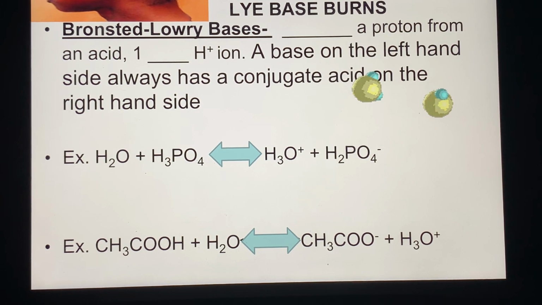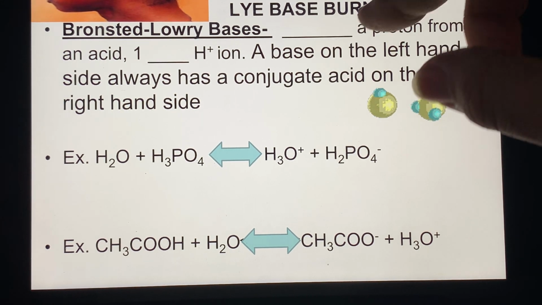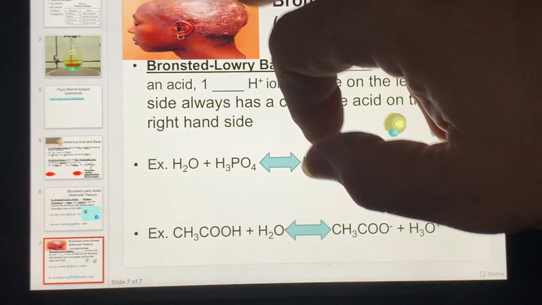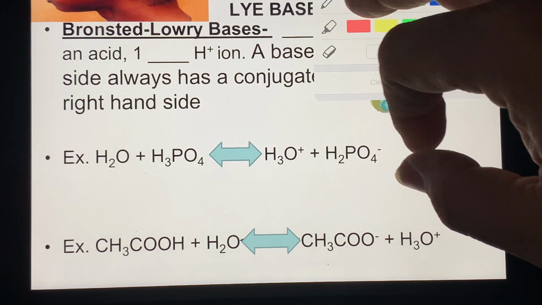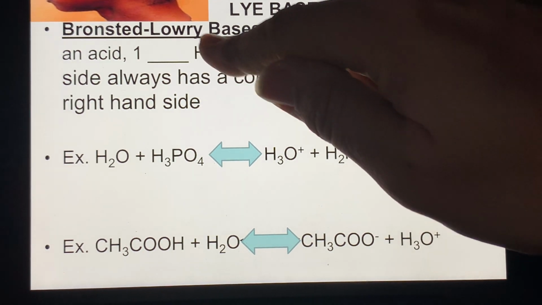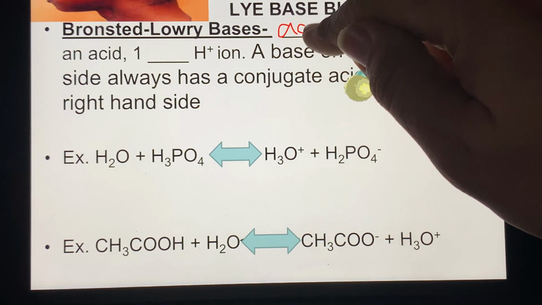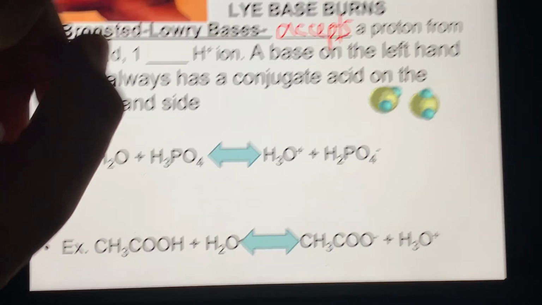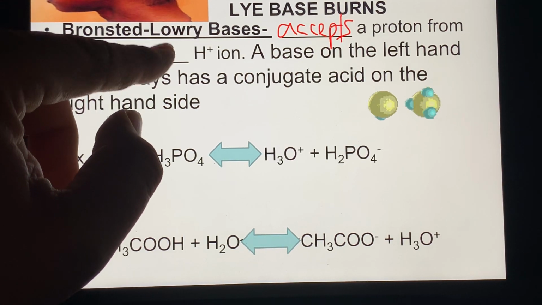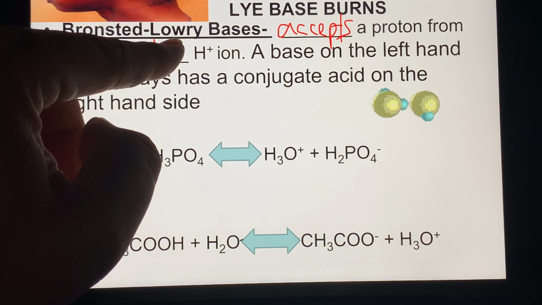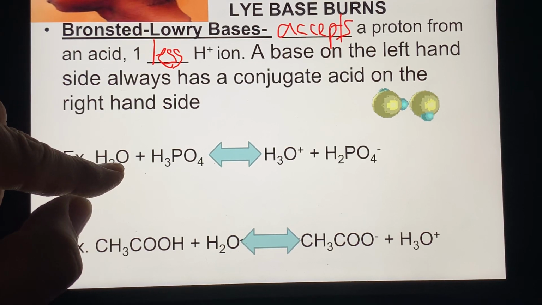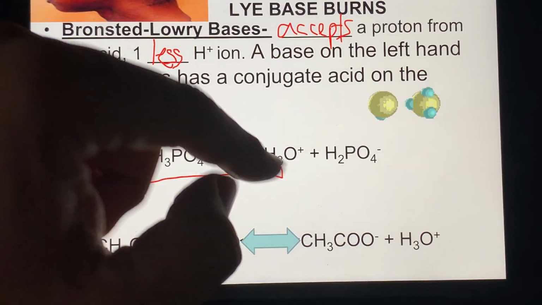Okay. So we said before, a Bronsted-Lowry acid donates the proton. So that means a Bronsted-Lowry base accepts a proton from an acid. A Bronsted-Lowry acid is one more H plus. A Bronsted-Lowry base is one less H plus. Again, I'd like you to connect the compounds that look similar. Water on the left will connect with H3O plus.